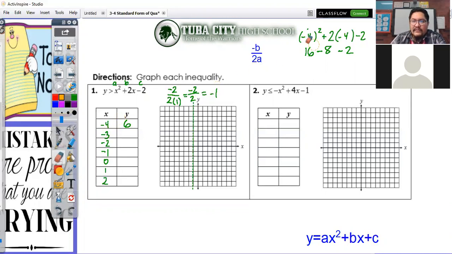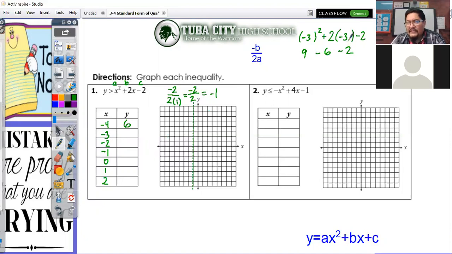And now we're going to go to the next one. So again, I don't have a lot of space, so I'm going to have to erase this and put in the next number. But I'm going to leave everything that doesn't change. So I'm going to go ahead and take -3 and put this in there. -3 squared is going to be 9. So -3 times -3. 2 times -3 is -6.